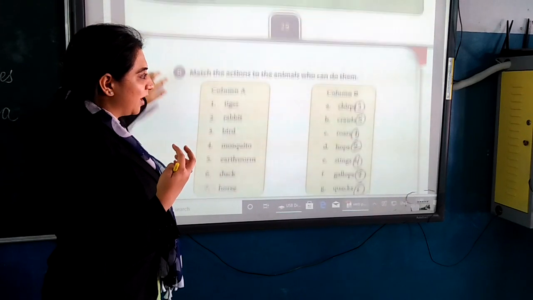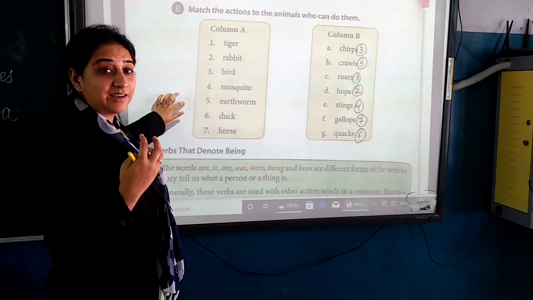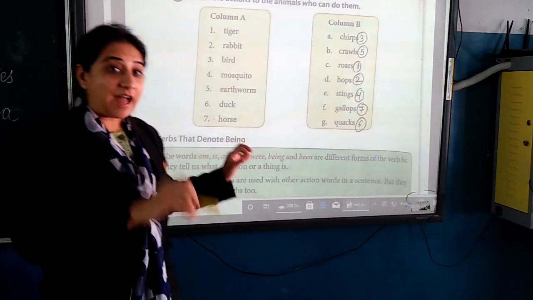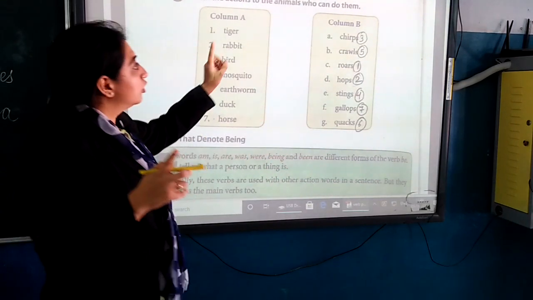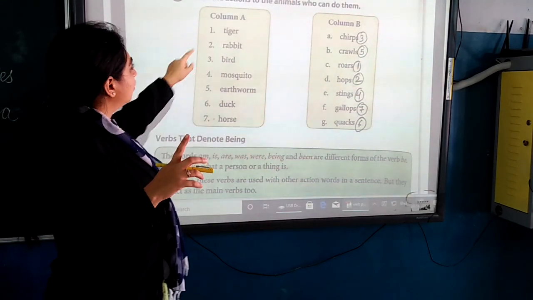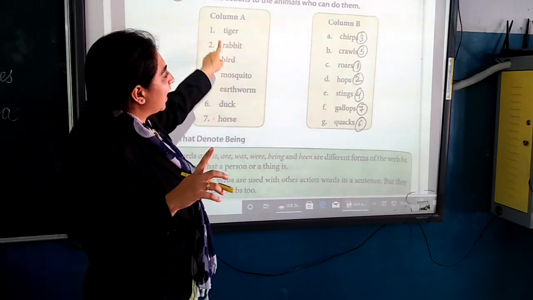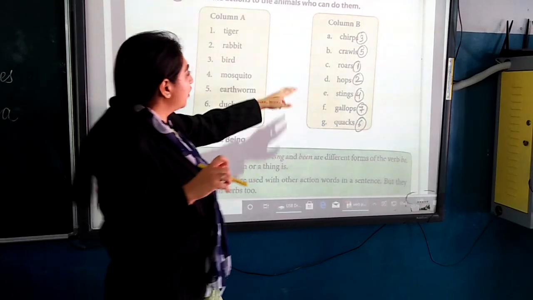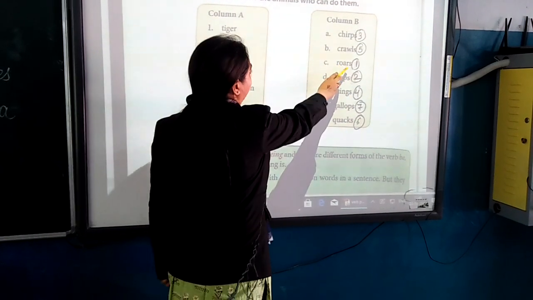Now students, on the next page, we have to do the next activity, that is, match the actions that animals can do. So first of all, tiger. Tiger roars. You have to write down the number of them, 1.